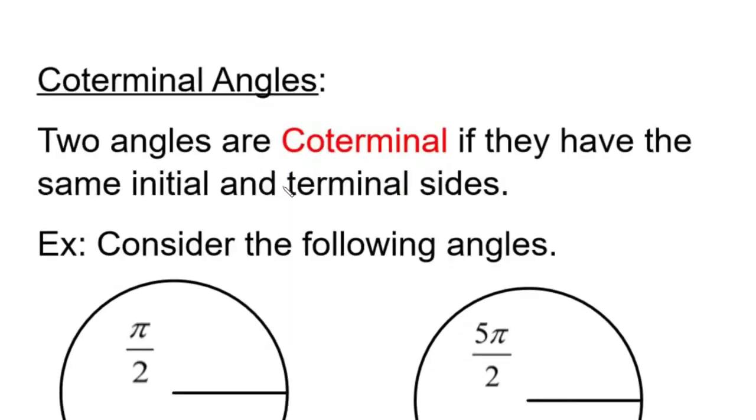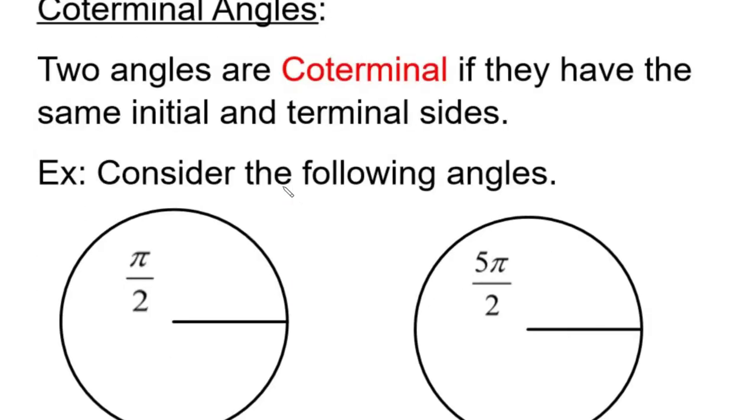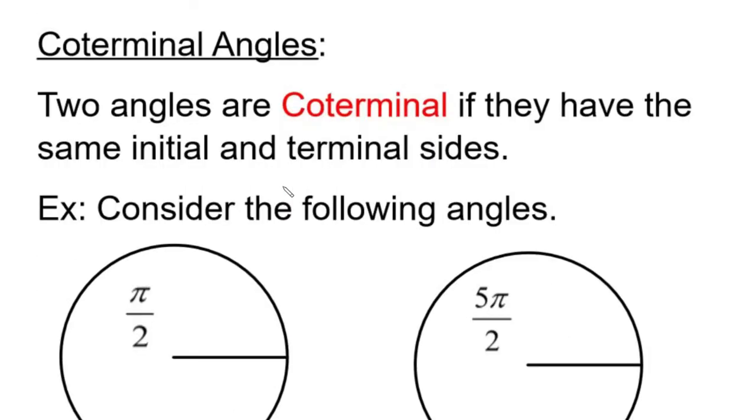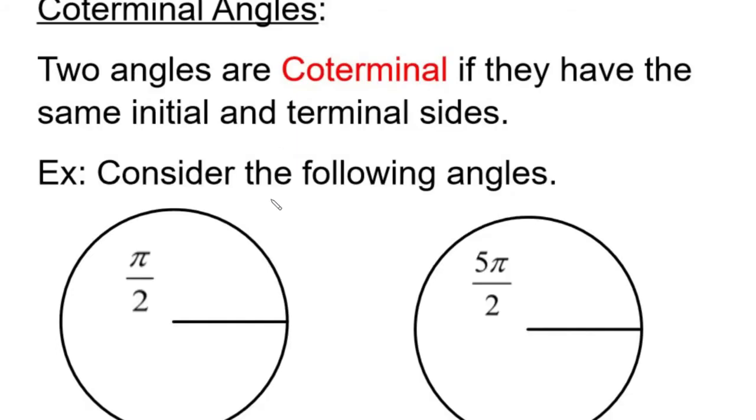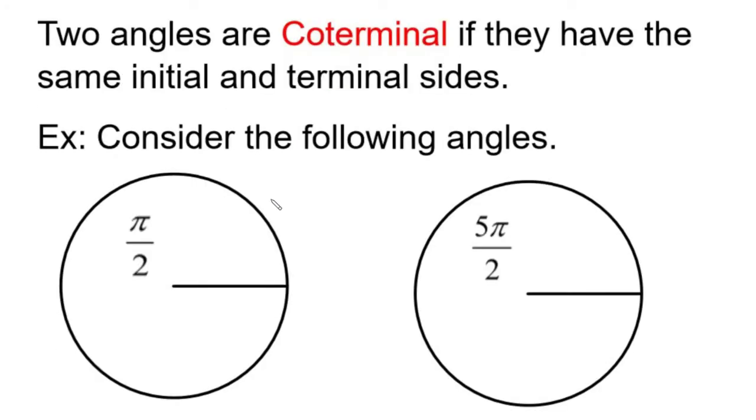Now, coterminal angles. Angles are coterminal if they have the same initial and terminal sides. So consider the following angles. Pi over 2, we went over this on day 1. Pi over 2 is a 90-degree angle, and a positive pi over 2 rotates counterclockwise like this. So this is your pi over 2 angle.